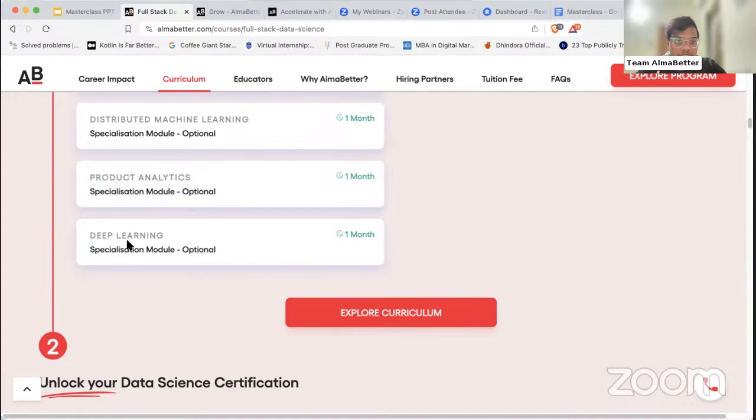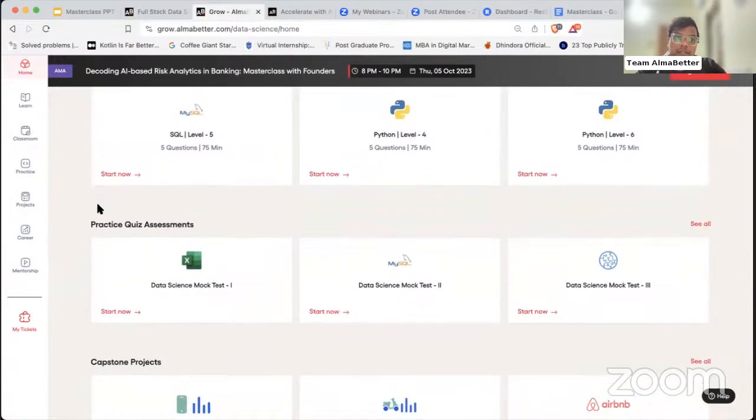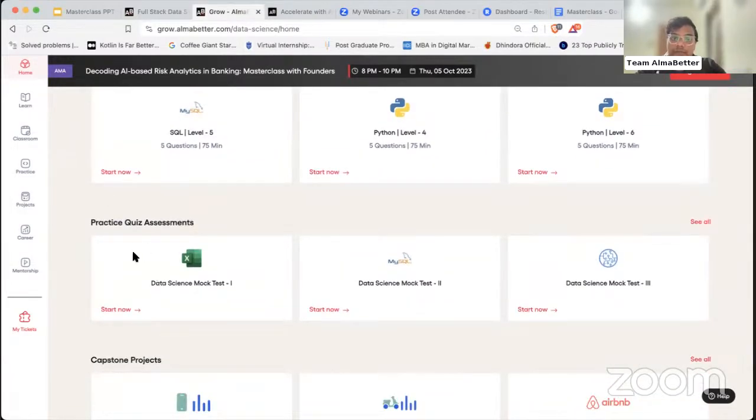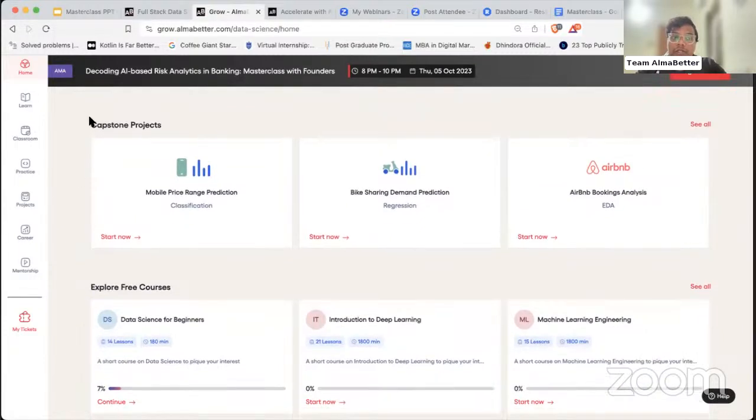Does AlmaBetter have only internships, paid or unpaid, for data scientists for learning and gaining real-time experience? So we provide capstone projects which are equivalent to real-time data science experience. So you can show them in your resume. You can talk about your capstone projects in your job interviews. Because you are doing your capstone project with your team, it's a kind of corporate environment, that scenario, right?